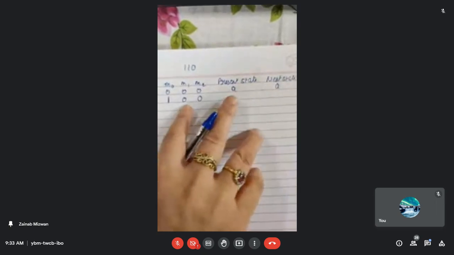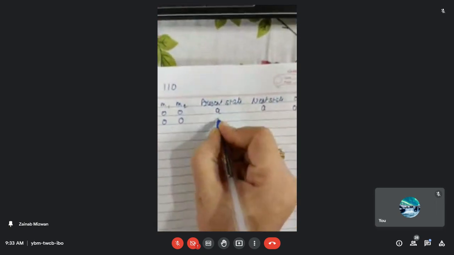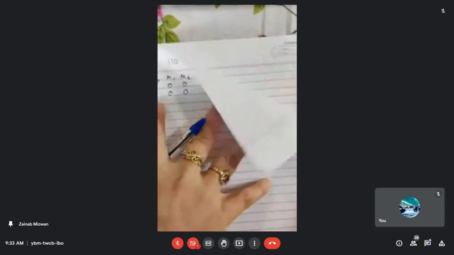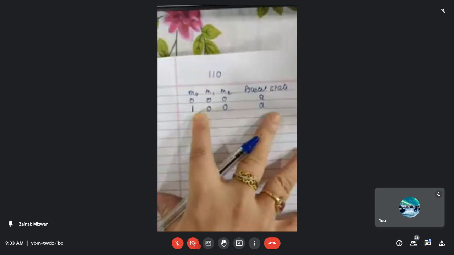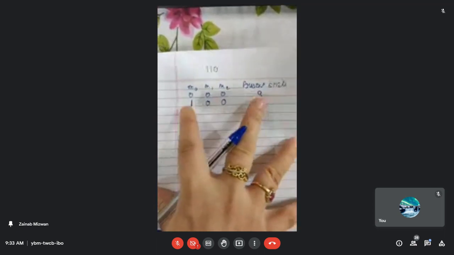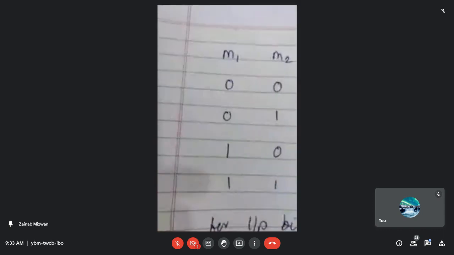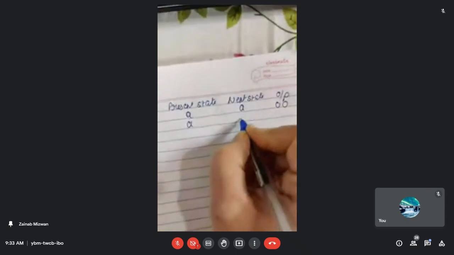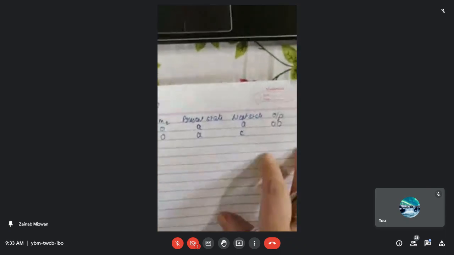What is the present state over here? The present state is A. What about the next state? The contents of the register M0 is 1 and M1 is 0. So 1, 0 indicates the state C. So it will move from the present state A to the next state C.